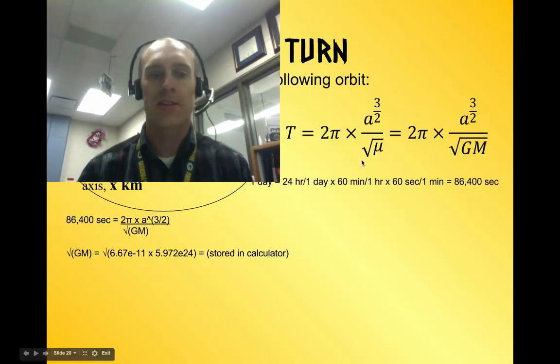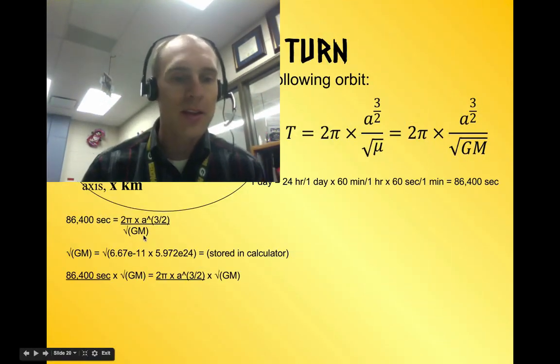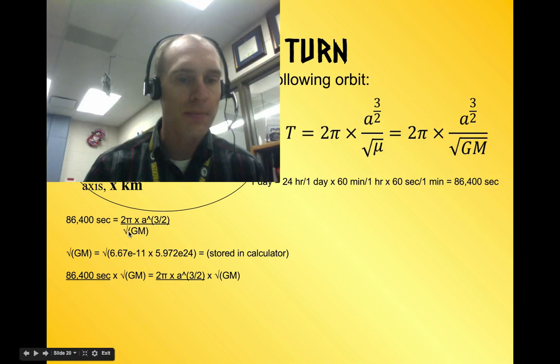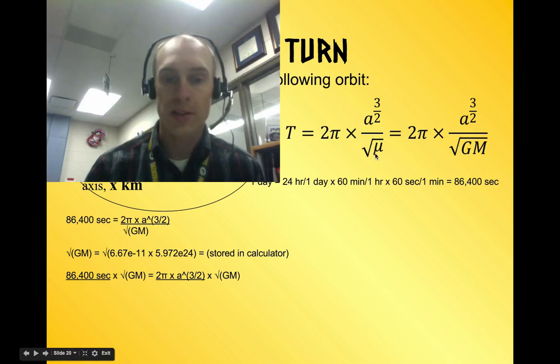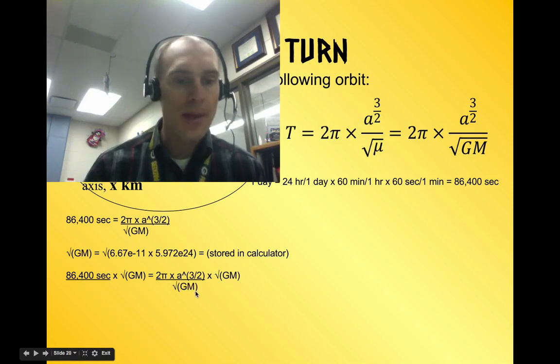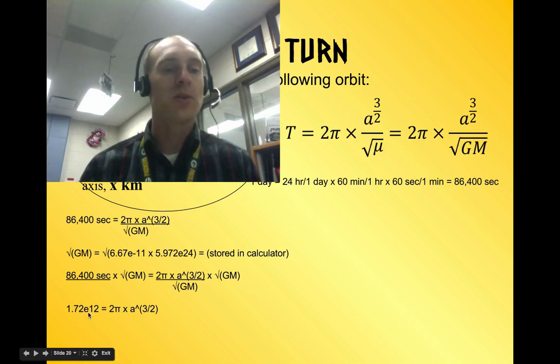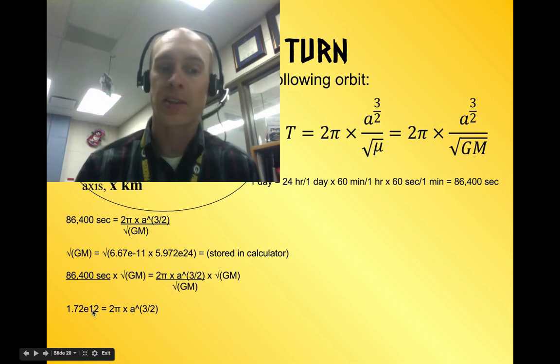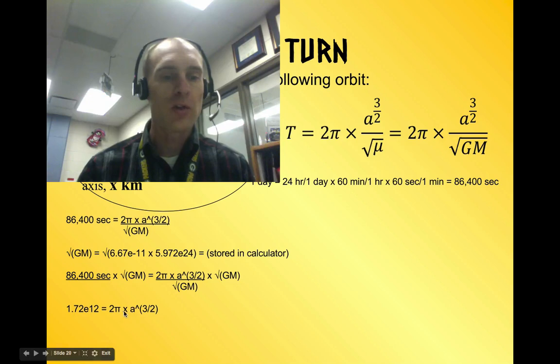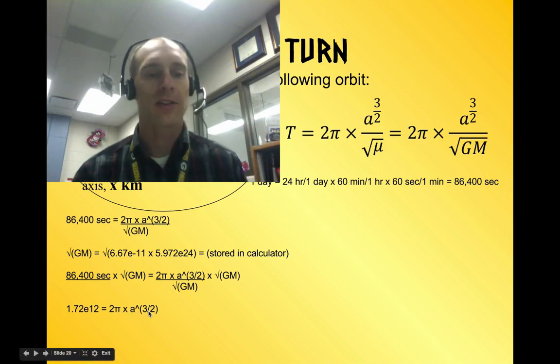That way I don't have to keep retyping that again and again and again, and then I avoid having that as an error. So my next step is to multiply both sides by the square root of GM, or by the value I stored in U. And this is what I had over here, I'm multiplying the right side, so those cancel out, and then I have to multiply the left side. So when I do that, I get 1.72 E12, which is times 10 to the 12th. And then I have 2 pi times a to the 3/2 on this side.